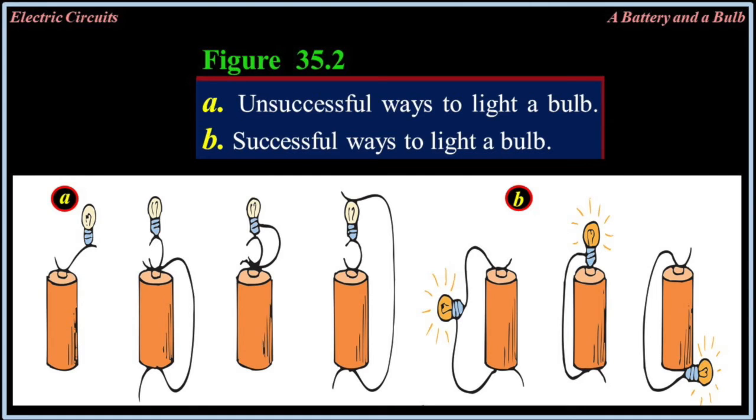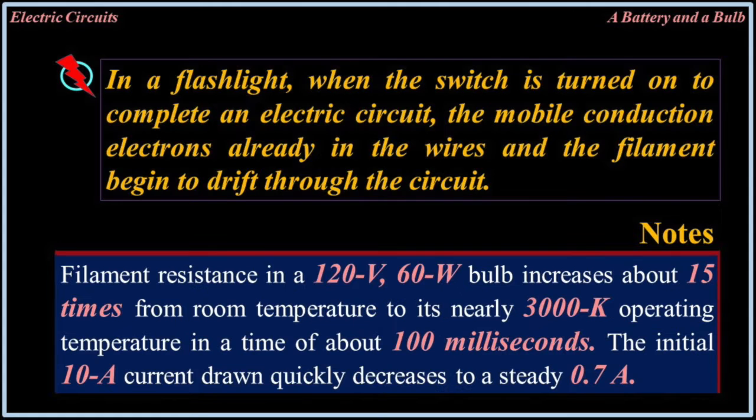When a valve in the line is opened and the pump is operating, water already in the pipes starts flowing. In a flashlight, when the switch is turned on to complete the electric circuit, the mobile conduction electrons already in the wires and the filament begin to drift through the circuit.